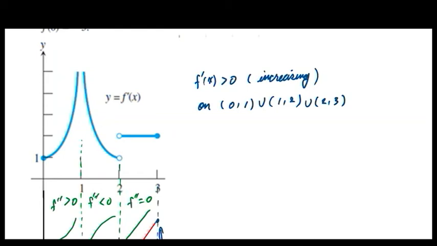Because where it doesn't exist, we cannot say that it's positive. Non-existence does not mean positive. You know what I'm saying? And then f prime of x is negative, and it'll be decreasing if it does. Nowhere, right?